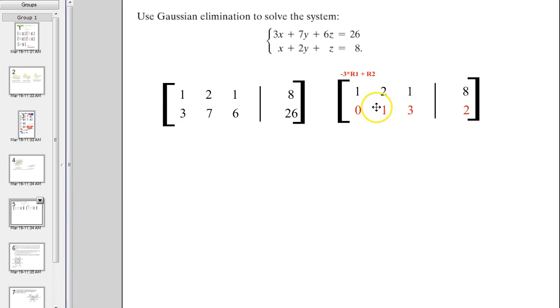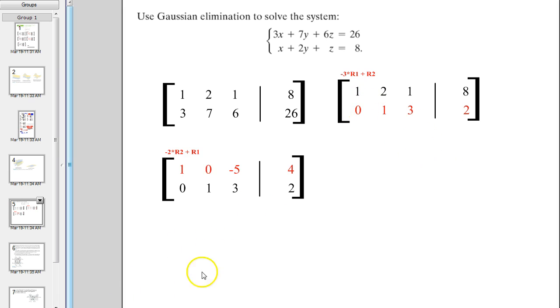And now I'm going to take the bottom row, and I've already got a 1 right there, but I'm going to 0 out above it. So I'm going to multiply the bottom row by -2 and add up to get a 0 right here. Again, I want to get as close to the RREF form as I can, but I don't have another column down here to work with. We get this row: 1, 0, -5, 4.